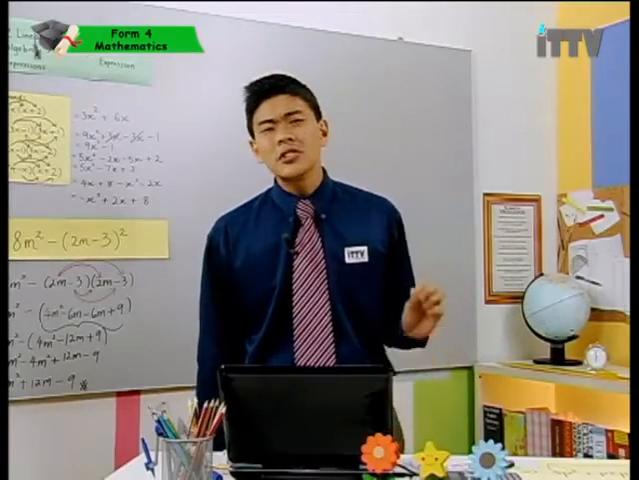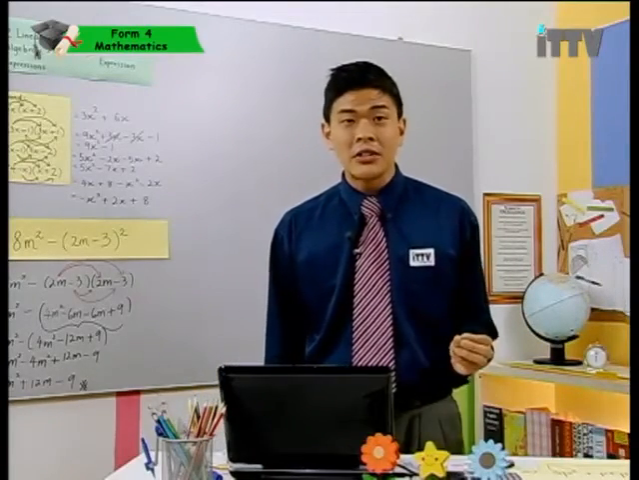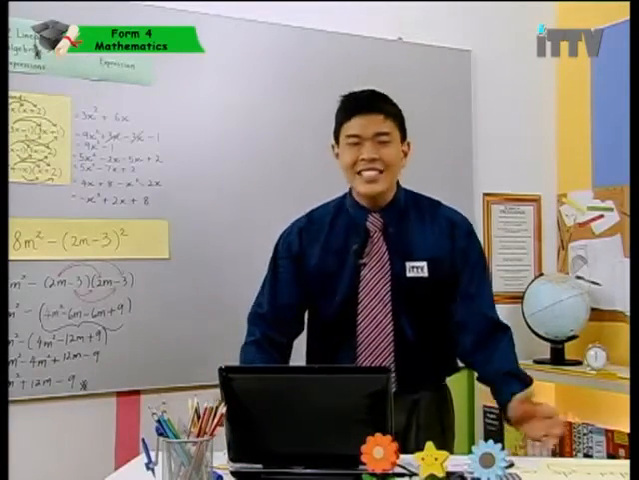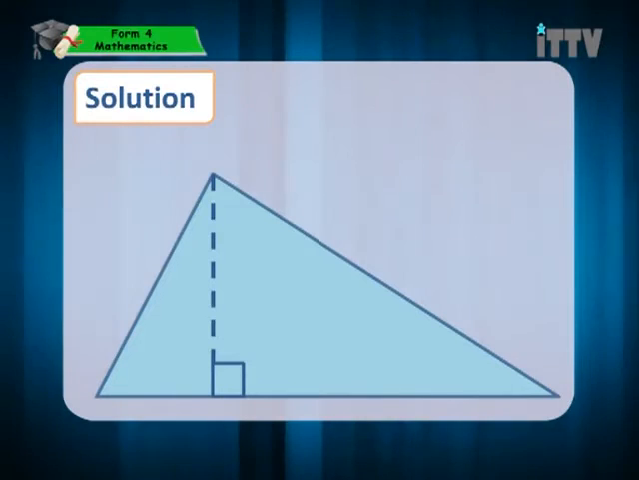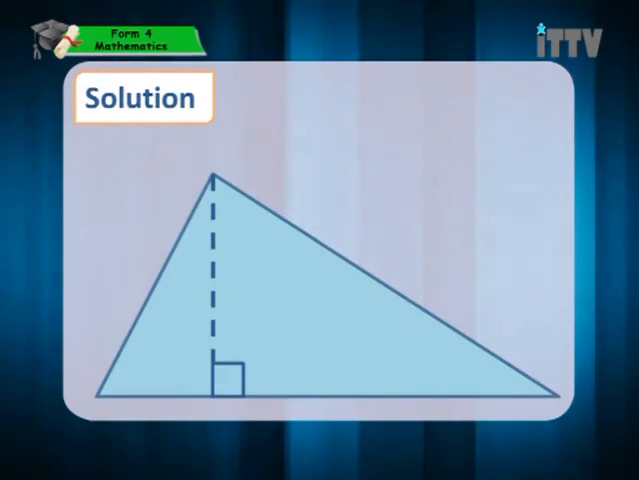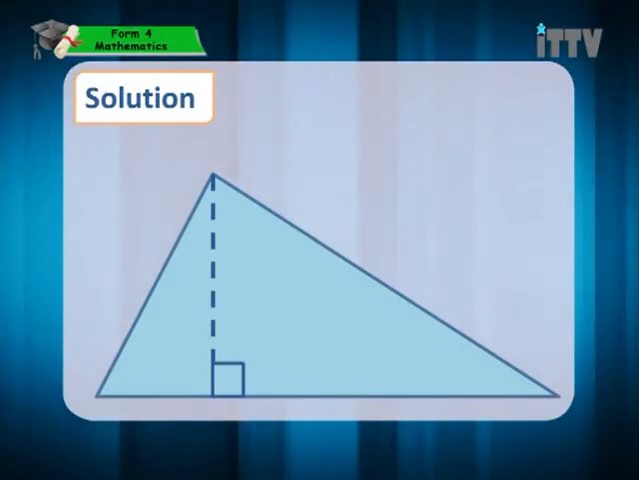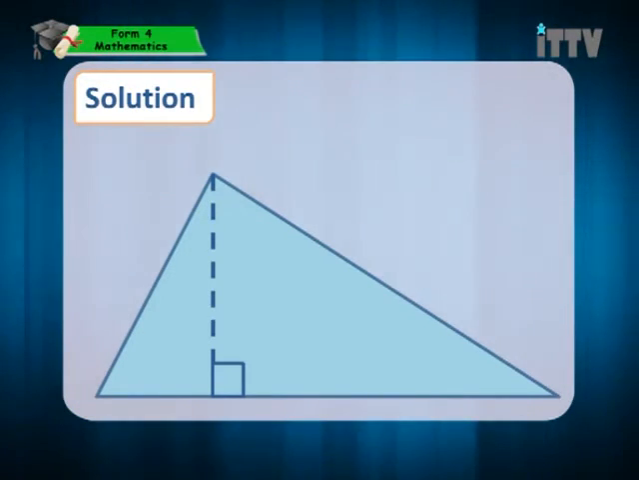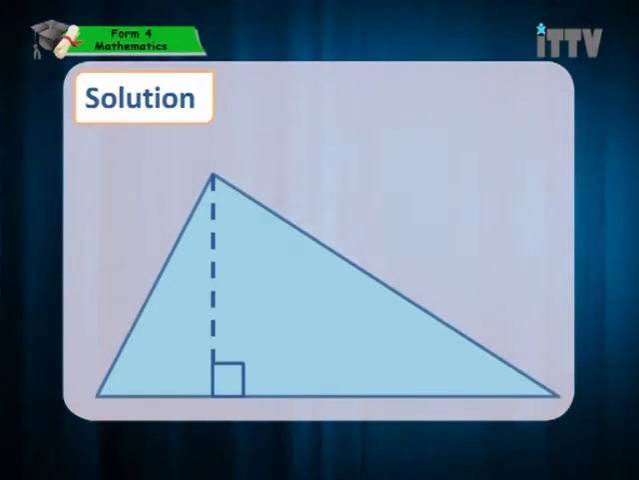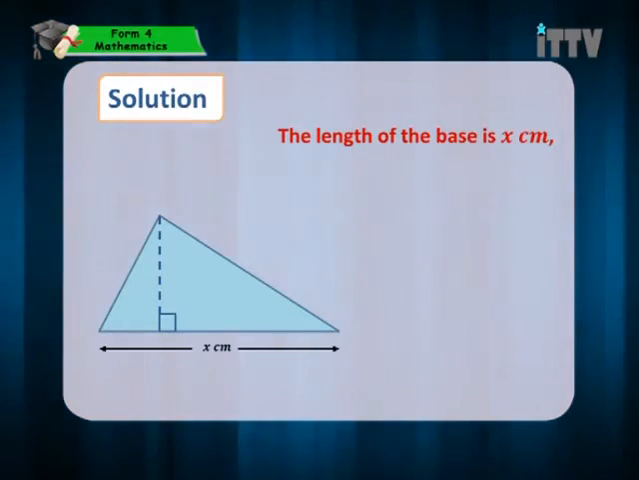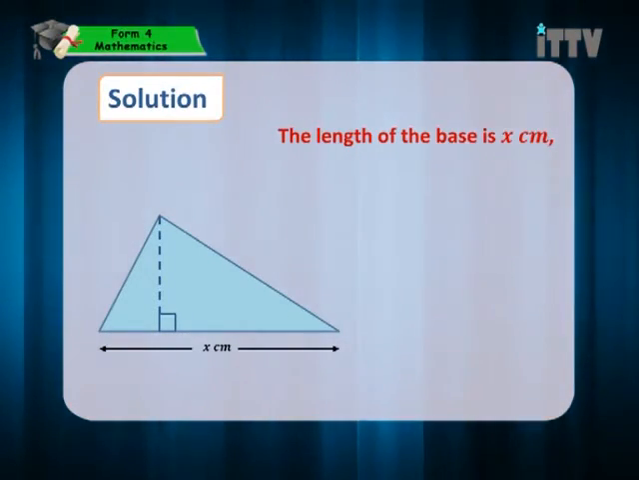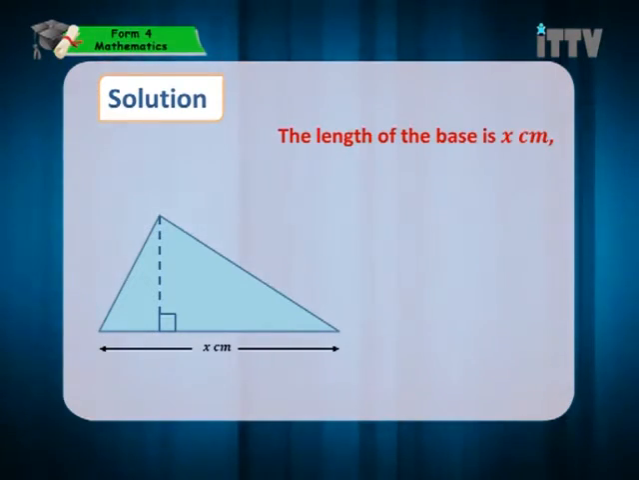So what is the most important thing? It is hard to imagine, right, without sketching a diagram. So the most important thing: sketch. Let's look at our solution here. If there is no diagram, you sketch the diagram yourself. So now I've sketched a triangle here with the base and the height, yet to be known. From the question and given information, all we know is that the length of the base is x centimeters. That is what is given.